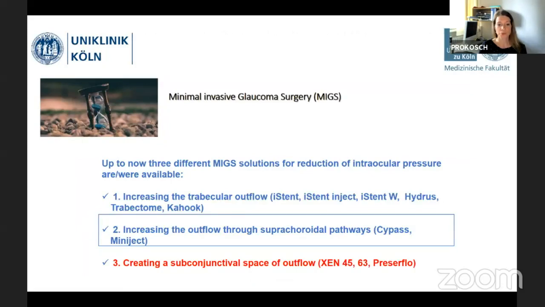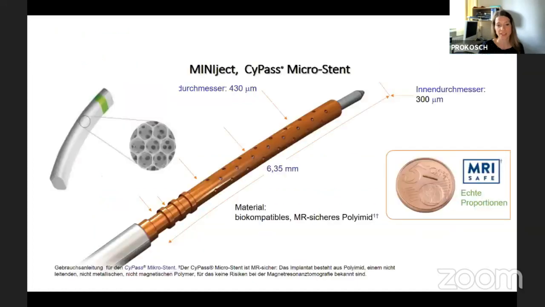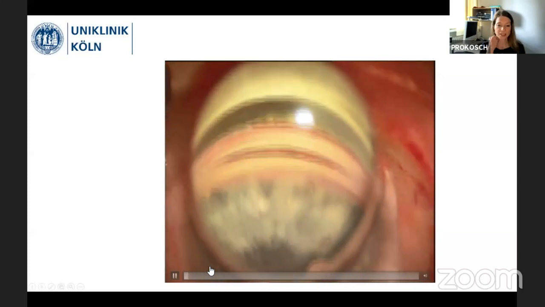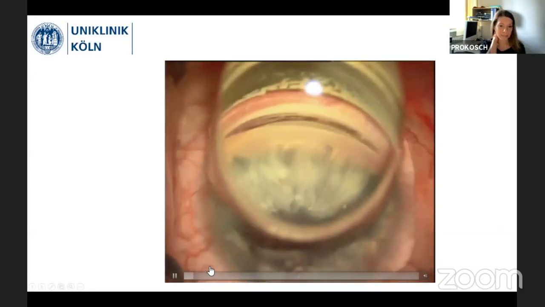So the next one would be, apart from those, increasing the outflow through the suprachoroidal space. We've heard before about the Kahook and the trabectome, which would be followed by the CyPass or the iStent Supra. So this is the iStent Supra and the CyPass. They both are meant to enter the suprachoroidal space and increase the outflow via the suprachoroidal space. This is a video just to show a proof of concept of the CyPass. I don't have any video of the iStent Supra.